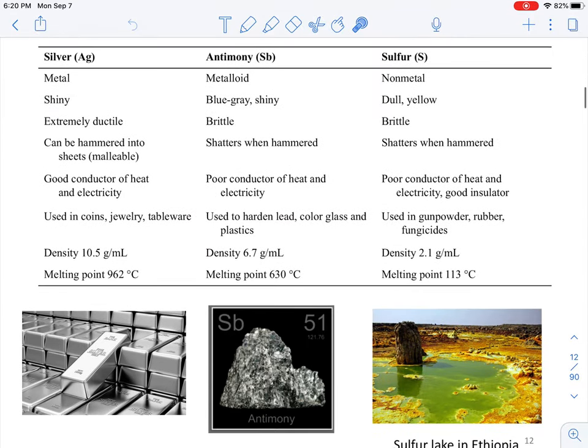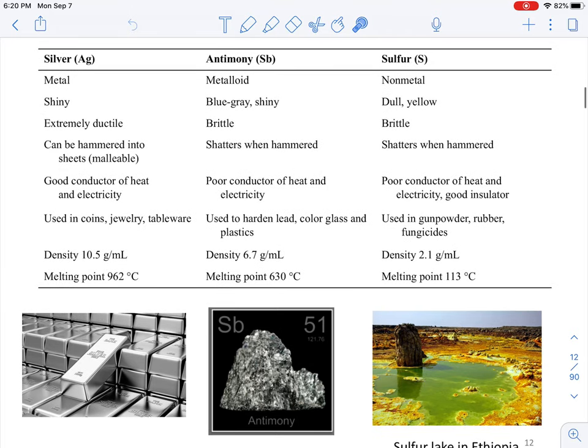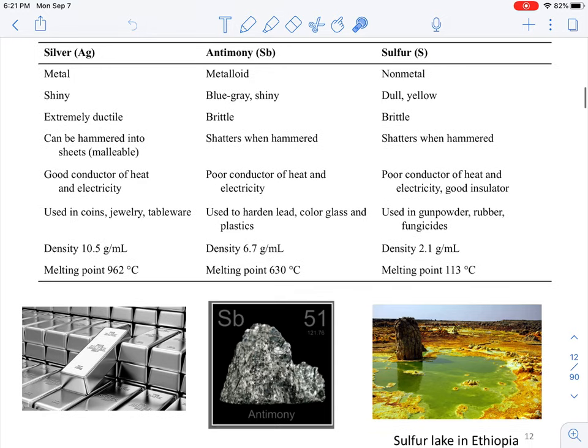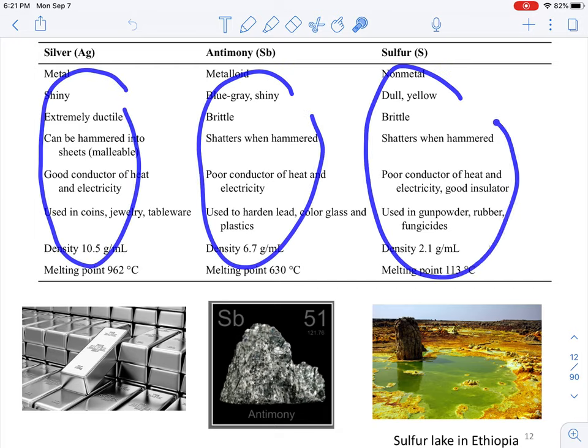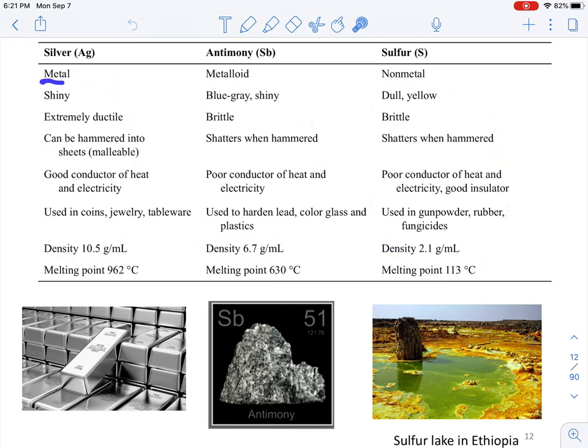And so this is a slide that describes the physical properties of silver, antimony, and sulfur. Antimony is abbreviated as Sb, and Sb comes from the Latin name stibium, which is the Latin name for antimony. Ag, the chemical symbol for silver, comes from the Latin name argentum, which is the Latin name of silver. And notice that S is S, so sulfur is sulfur. Sulfur doesn't really have a Latin name. But long story short, these describe the physical properties of representative elements that represent either a metal, metalloid, or nonmetal.